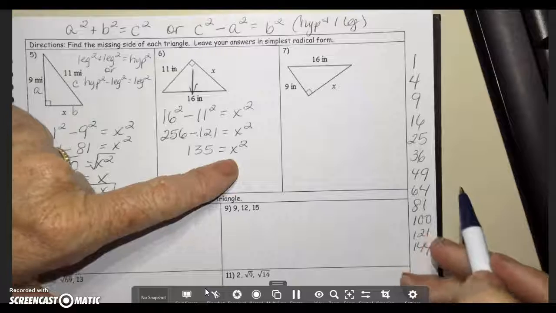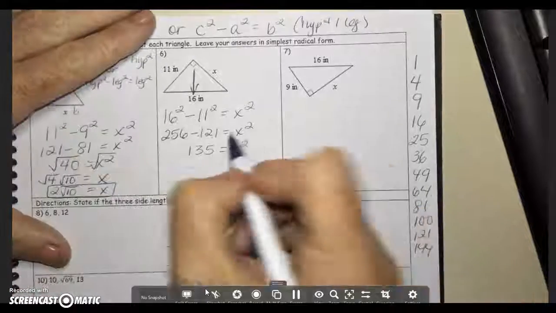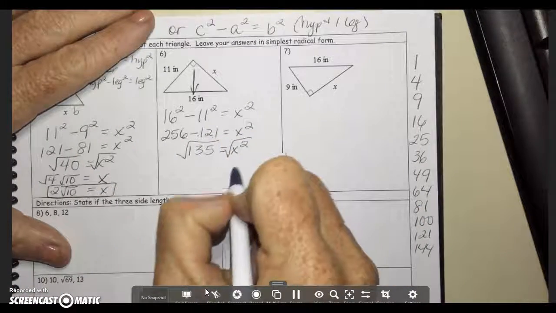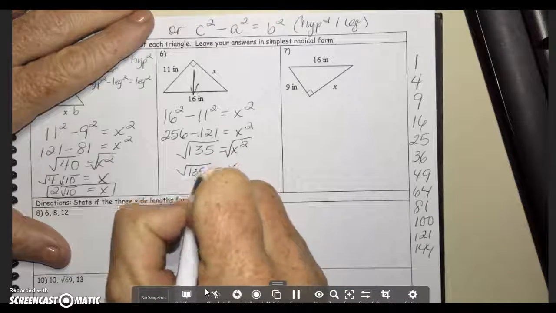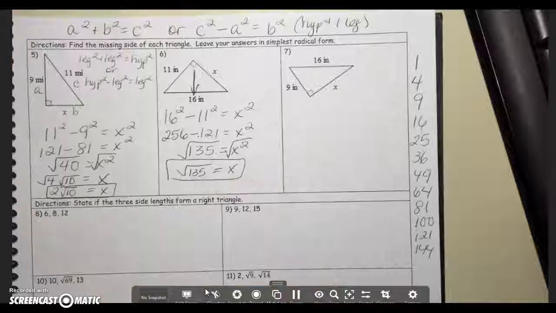What's the opposite of squaring something? Taking the square root. So you're just going to leave it as square root of 135. It's just going to stay just like that. Okay? All right, so I think you have all you need to know for your con skills. I think you'll be okay.